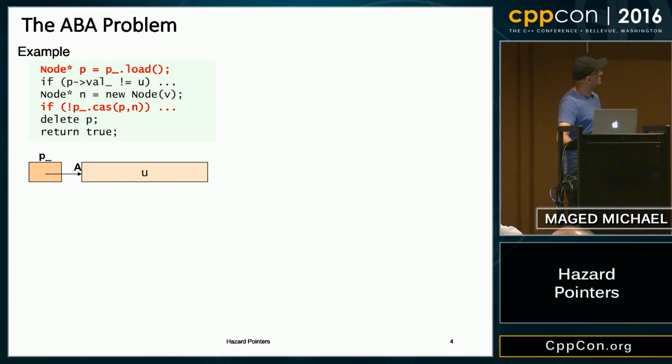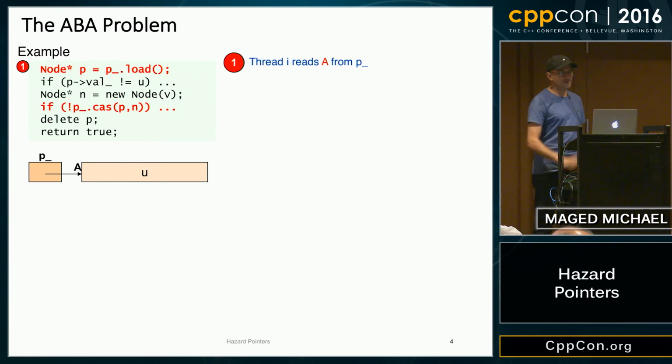So I'll start by going through an example of how the ABA problem would occur in a scenario running this kind of code. This is the same code as in the previous slide, but condensed. And the lines in red are the ones responsible for causing the problem.